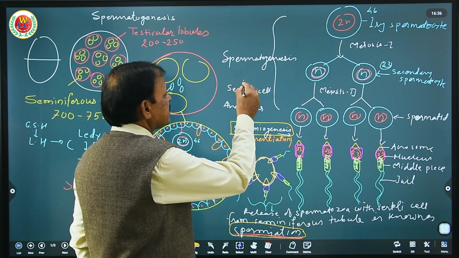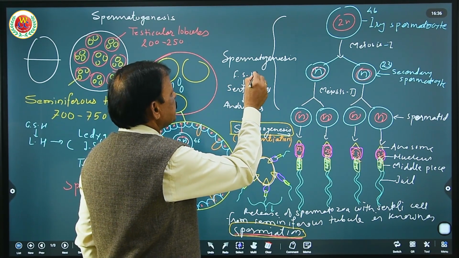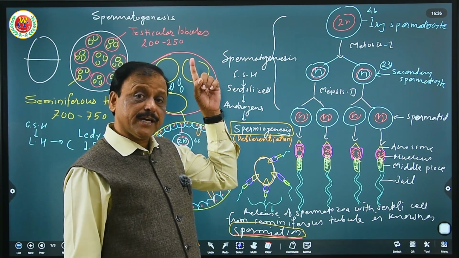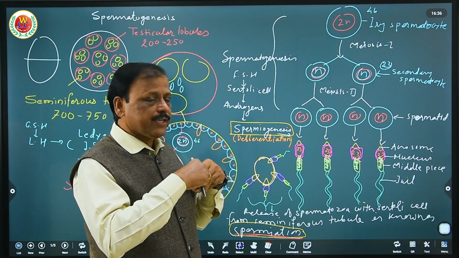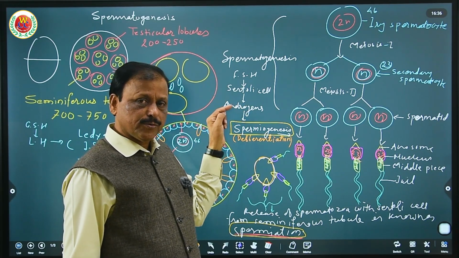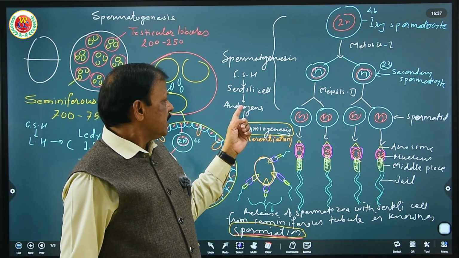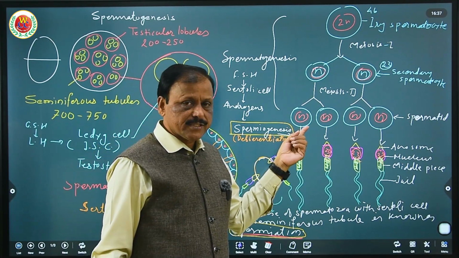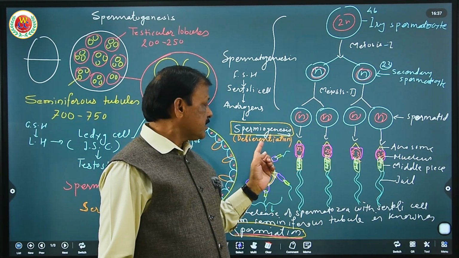This Sertoli cell gets stimulated by follicle stimulating hormone produced by the pituitary under the influence of gonadotropin releasing hormone secreted by the hypothalamus. So there is a control of hormones over the process of spermatogenesis. You can learn the control of hormones also while you are learning about spermatogenesis. Now these Sertoli cells produce androgen which stimulates spermiogenesis, the process of conversion of spermatid into spermatozoa. This is also called differentiation.